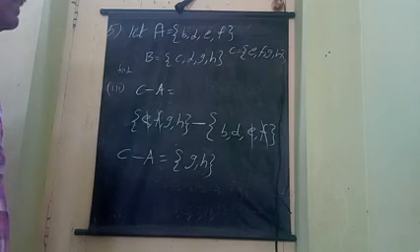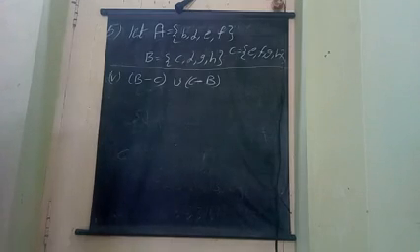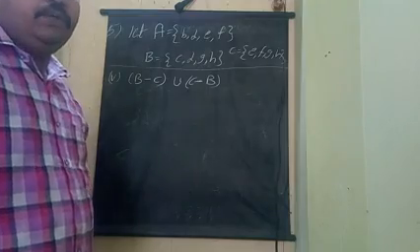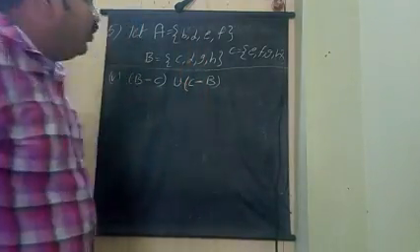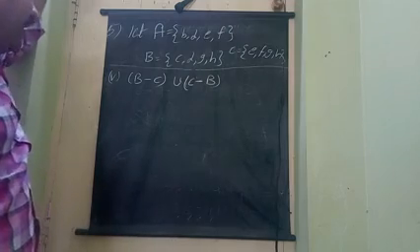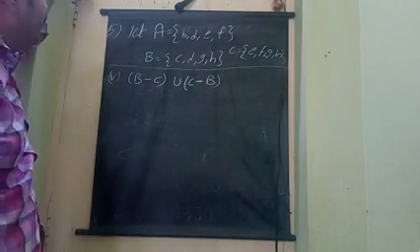Here is our next sum, and the last sum for today's class. Here is the sum: B minus C union C minus B. Two things are there, bracketed ones. Since brackets are given, according to the BODMAS rule, anywhere in any chapter in math, we have to apply the BODMAS rule. According to it, we have to do the bracket ones first.